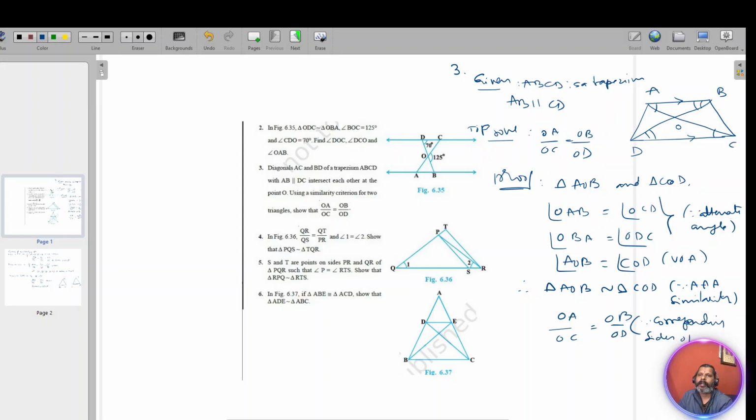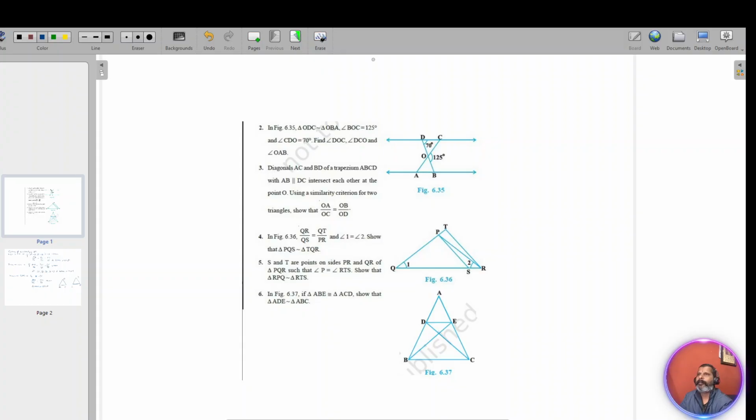Corresponding sides of similar triangles. See, how corresponding? You are taking OA, now OC will come. See, OA by OC, OB you are taking, OD will come. So that's what we want to prove. Hence, very simple. You have to identify whether AA comes, SAS comes, or SSS comes for similarity. We'll move to the next question.